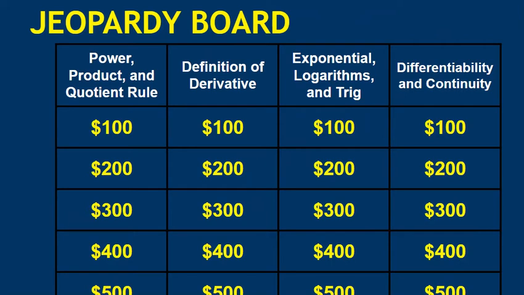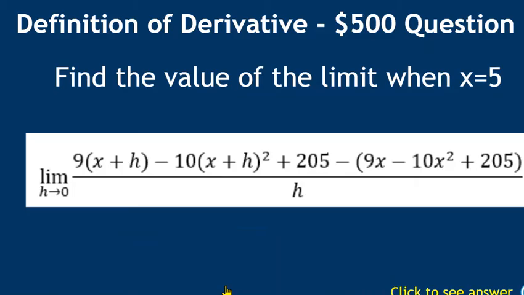Same group picks. Pick it. Go ahead, pick. Definition of a derivative 500. You know it's going to be a long one. Oh my god, yeah. Definition of derivative. Find the value of the limit when x is equal to 5.